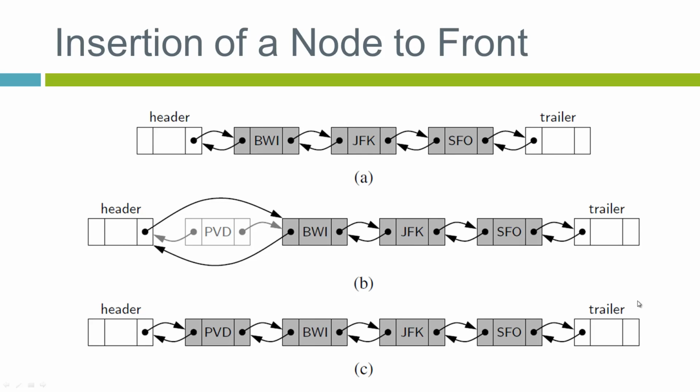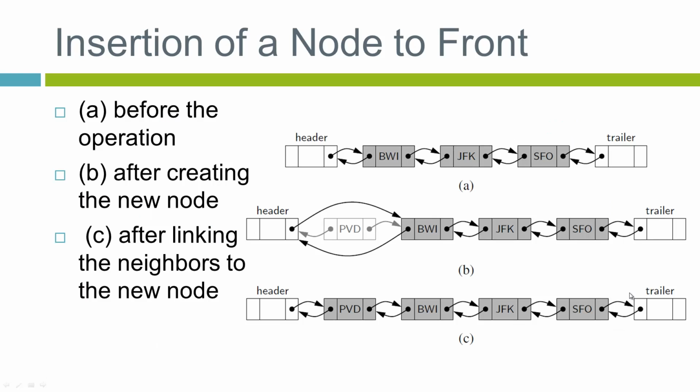Now imagine we wanted to insert a node at the front. What would this look like? It's actually a pretty similar process. This is what it looks like before the operation, after we create a new node, and then we just relink the header sentinel to that new node, and the new node then points previous to the header node. And a similar situation happens to the node that it just replaced, the node that used to be at the front, right next to the header.